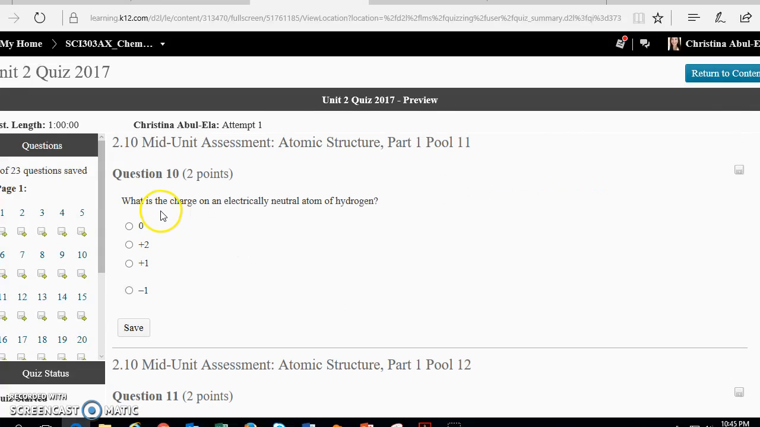Question 10. What is the charge on an electrically neutral atom of hydrogen? Is it 0, +2, +1, or -1?